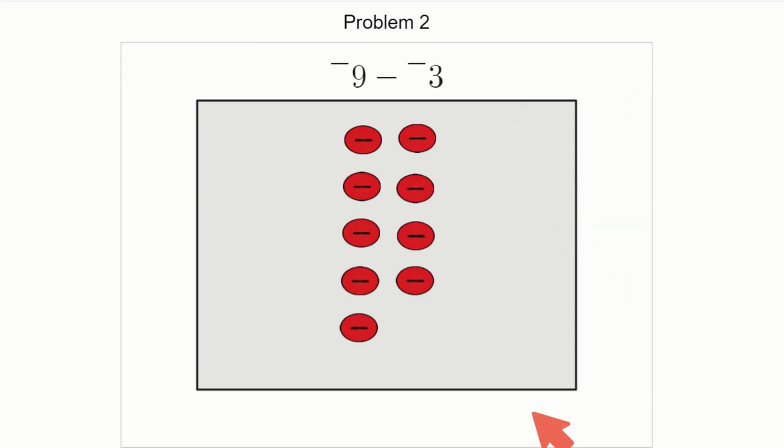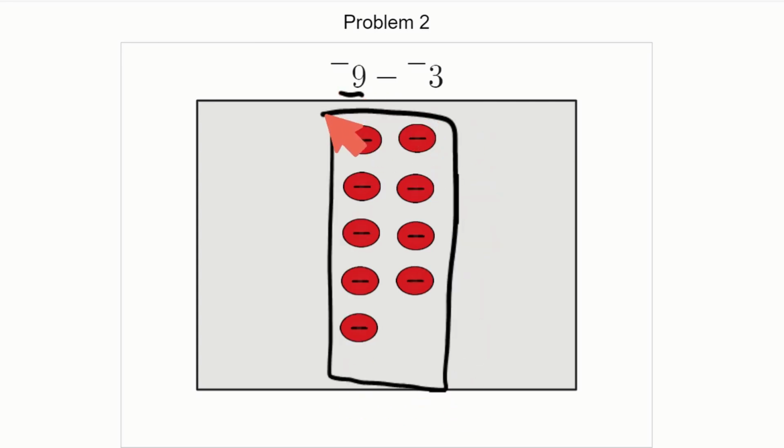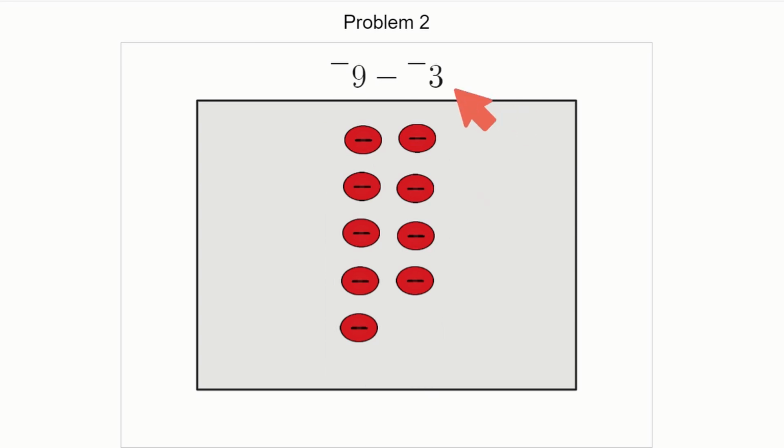Let's take a look at our next problem. We have negative 9 minus negative 3. Remember that we can represent negative numbers using these red chips. So this negative 9 means we're starting off with 9 of these red chips. What does this problem mean in terms of our tiles? This problem means starting with negative 9, we want to take away 3 red chips. So starting with 9 red chips, take away 3 of them.